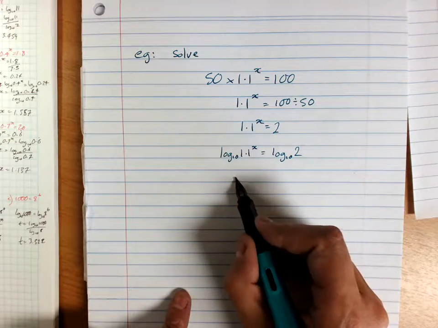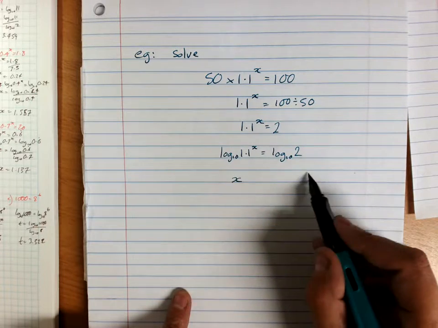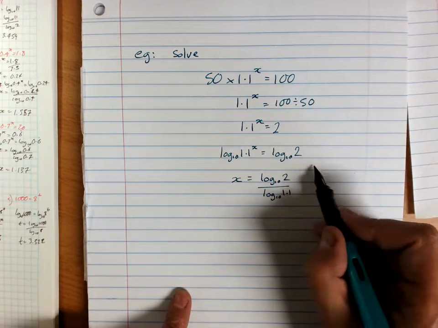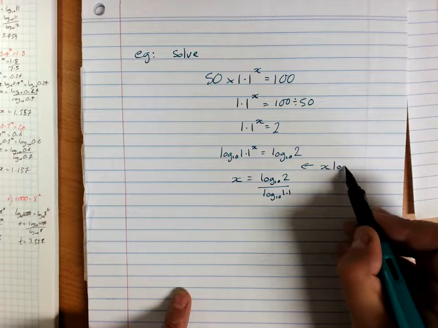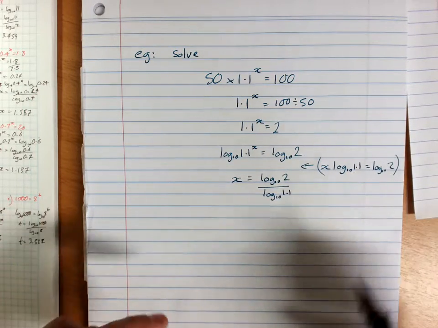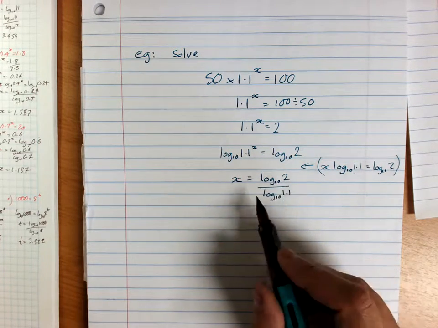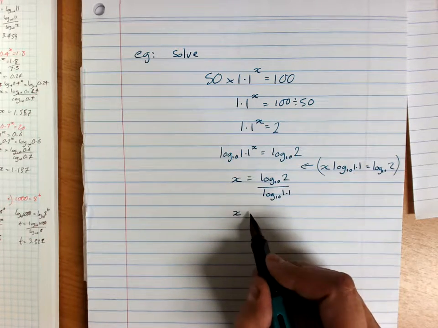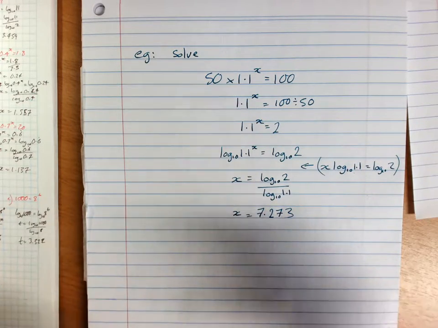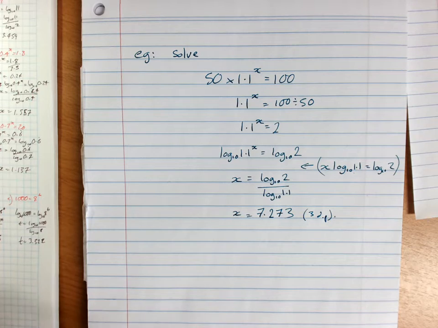So the x comes down to the front, and if we're feeling very, very clever, where does this log 10 1.1 go? Down the bottom. But if you weren't feeling clever, x log 10 1.1 equals log 10 2 goes in there. So that's quite optional. You're welcome to show all the working. And then you would grab your calculator, log 2, close your brackets, divided by log 1.1, close your brackets, 7.273. And they'll usually ask for 3 decimal places. So we'll stop.